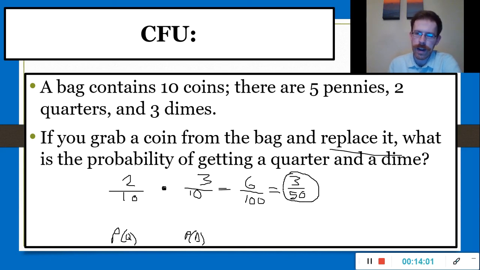So, if I were to draw 2 coins, and I replace it after the first one, and I wanted to get a quarter and a dime, well, that would be 3 out of 50. Because, well, we did the math. But this 3/50ths, which is a funky fraction to say, means that if I did this experiment 50 times, I would only get a quarter and a dime 3 times.